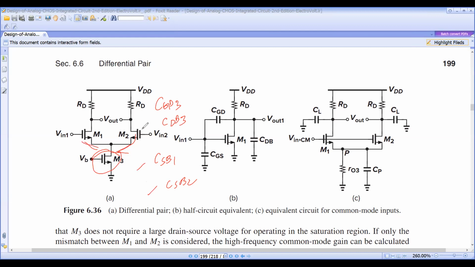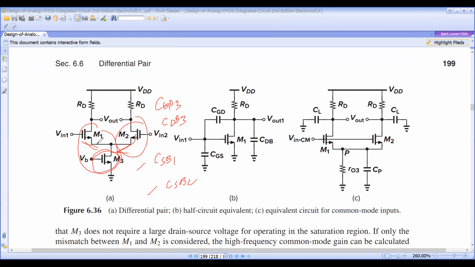This capacitance can be quite substantial if M1 and M3 are wide transistors. M1 and M3 are wider than M2, in which case this capacitance can be small.